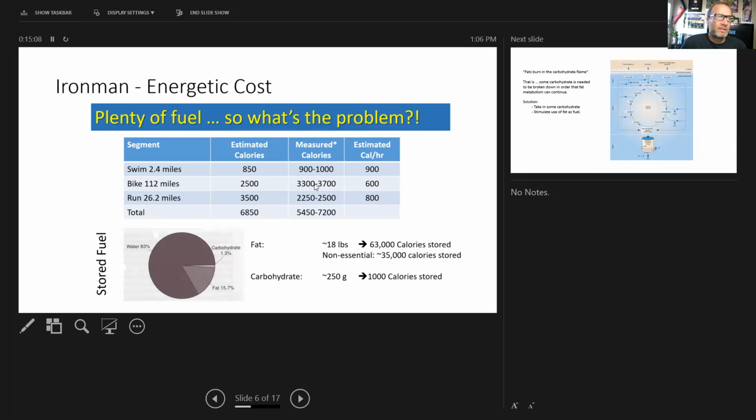So as you can see, there's 63,000 calories stored for this example, but the total calories needed for an Ironman distance event are only about 7,000 calories. So what's the big problem? Why is nutrition such a big deal?